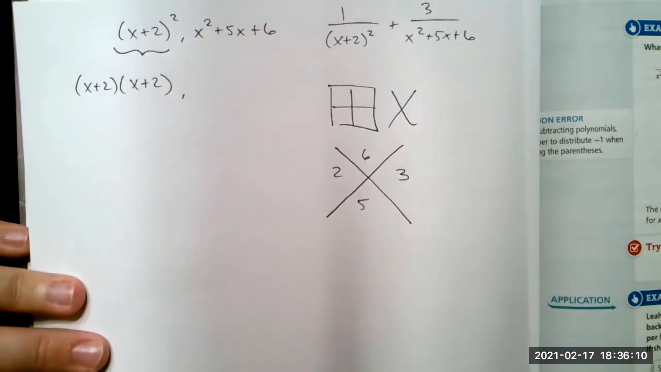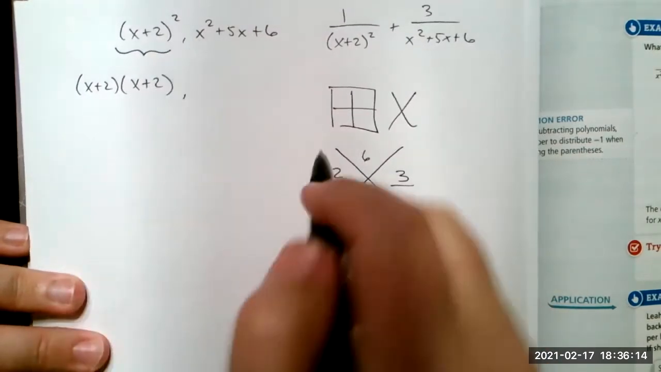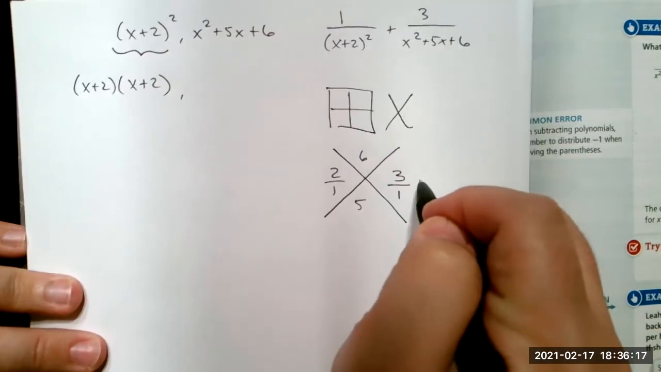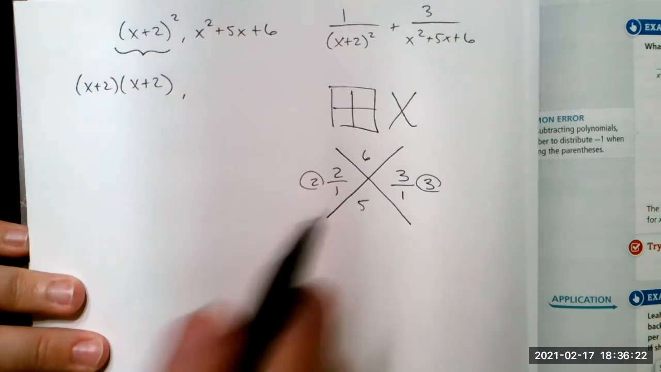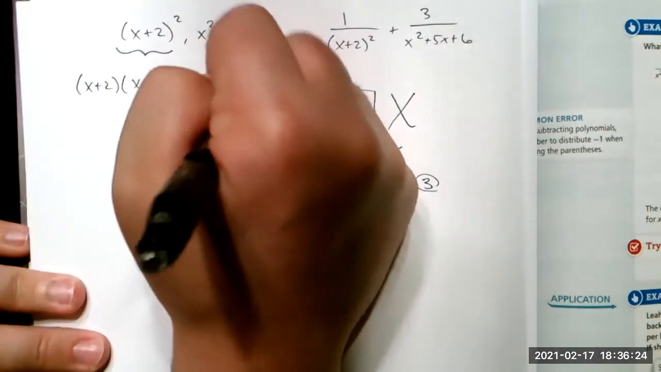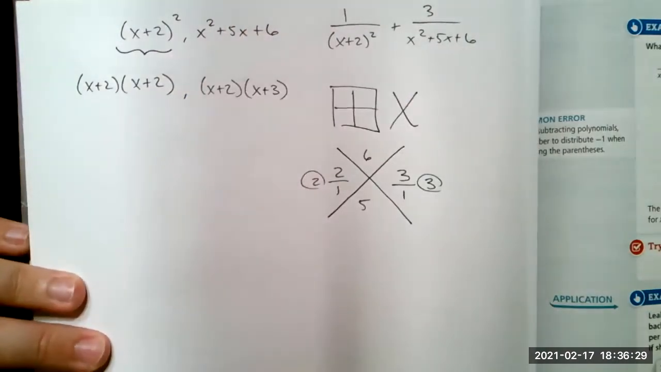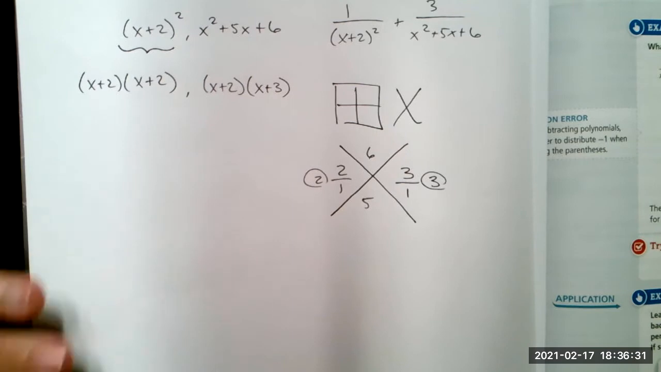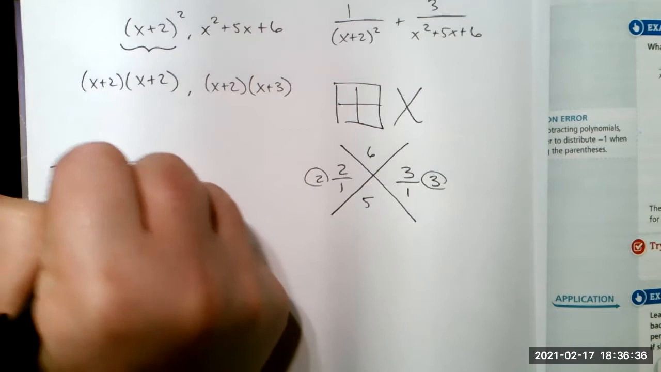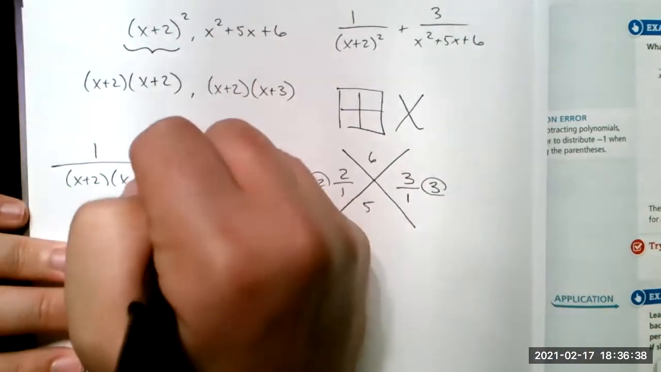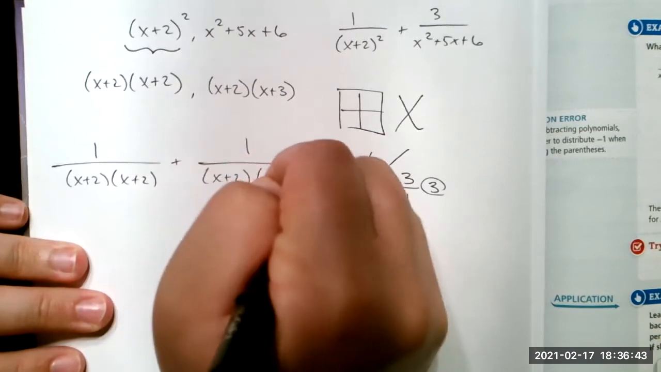With slide, divide, bottoms up, you'd always go back and divide by a, but in this case, a is 1. So if I divide by 1, nothing changes. It's still a 3. It's still a 2. So that's a positive 2, so it's going to be x plus 2. That's a positive 3, so it's going to be x plus 3. And now again, think about this as two different fractions: 1 over x plus 2 times x plus 2, and then 1 over x plus 2 times x plus 3.